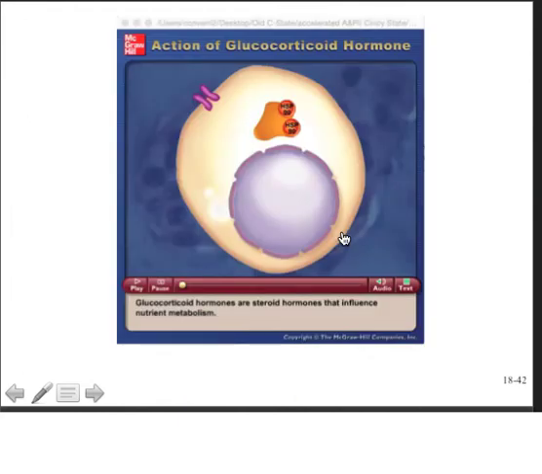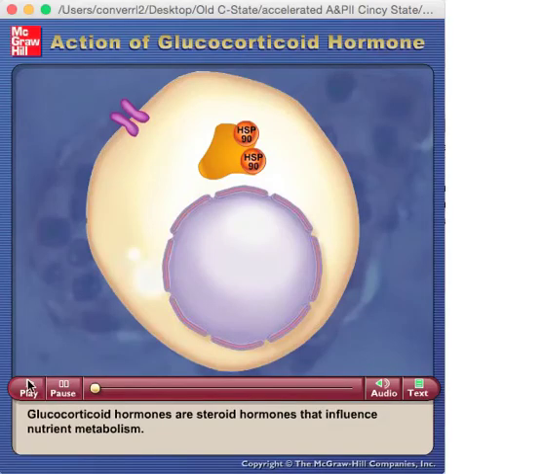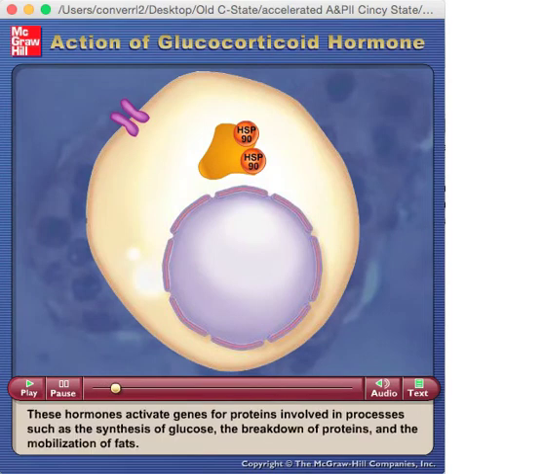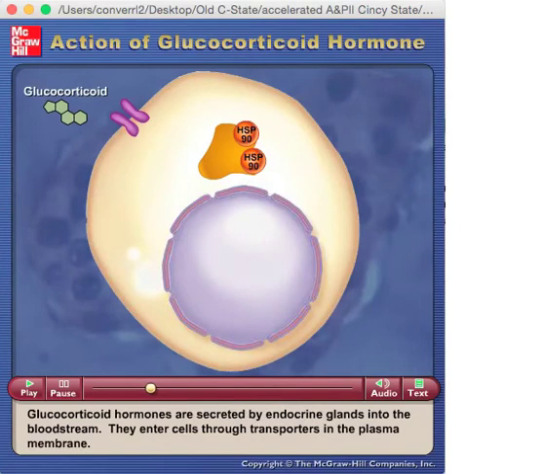So this is just a look at how glucocorticoid hormone does its trick. Glucocorticoid hormones are steroid hormones that influence nutrient metabolism. These hormones activate genes for proteins involved in processes such as the synthesis of glucose, the breakdown of proteins, and the mobilization of fat. Glucocorticoid hormones are secreted by endocrine glands into the bloodstream. They enter cells through transporters in the plasma membrane.